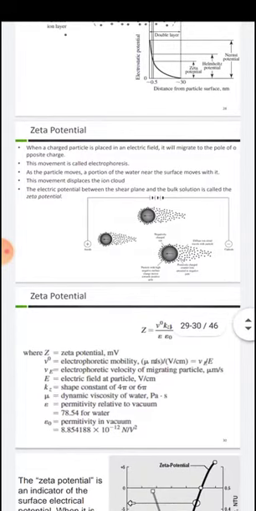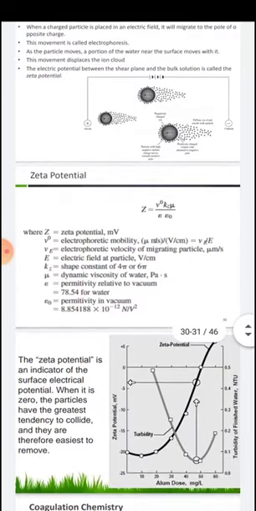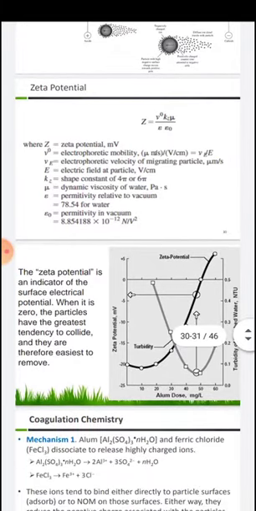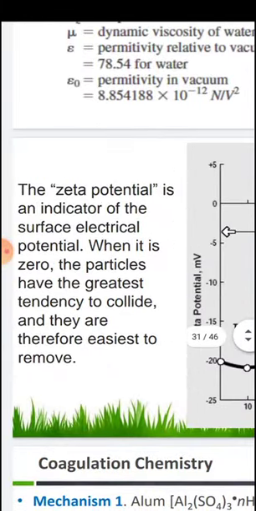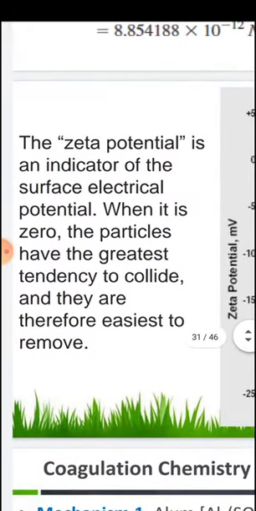So zeta potential, as we talked earlier, is the potential difference between the shear plane and the diffused layer. And the greater the distance of this diffused layer, the more stable that compound will be. So these are the colloidal particles you can observe here. And if you read these lines, this is the conclusion of our whole discussion.